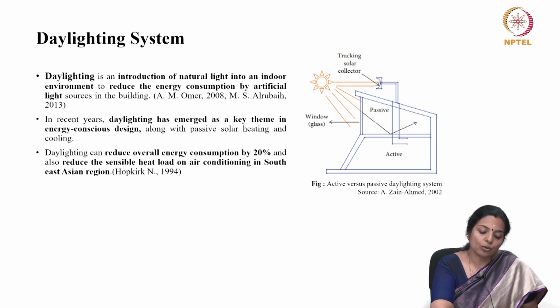Daylighting can reduce the overall energy consumption by 20% and also reduce the sensible heat load on air conditioning in buildings, especially in Southeast Asian region.